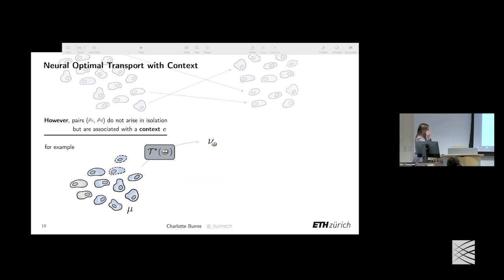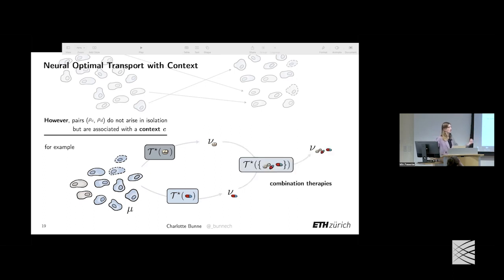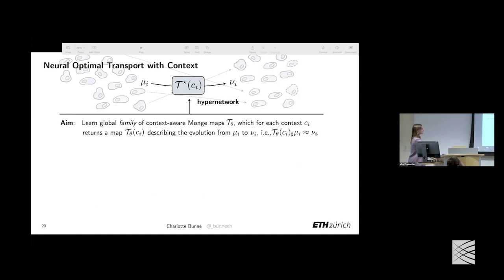Or if we are thinking a bit further, we can also say, why do we actually learn an OT model for each individual drug? Instead, why don't we feed in the drug just as a condition and then potentially also condition on a set of drugs, like a combination treatment? And so for this, we developed Condor, which we are presenting this year, so later in December.